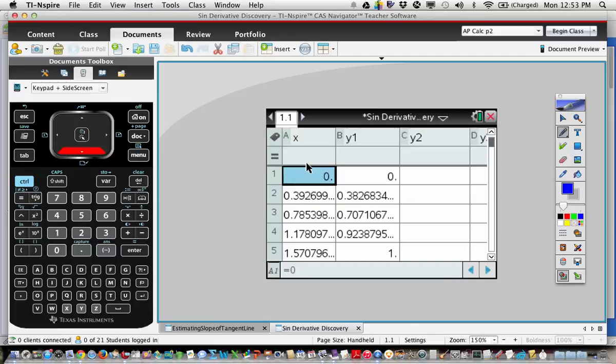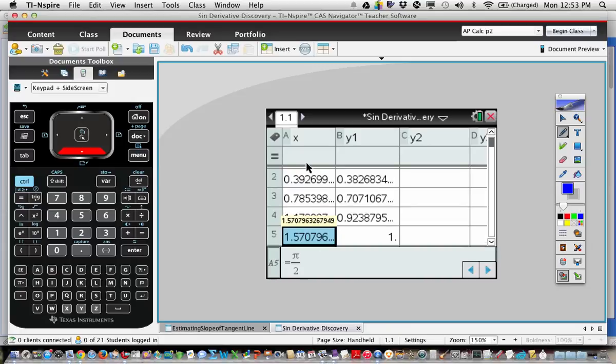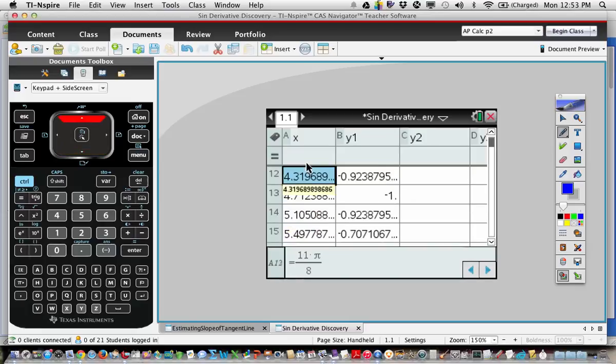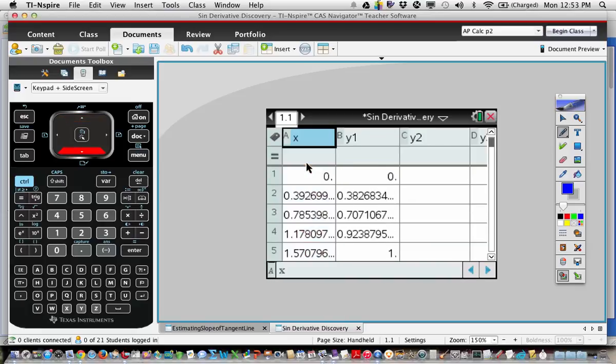So what I've done with my X column here, watch this. I got 0, and then right down here I've got pi eighths. That decimal is pi eighths. I'm going to keep going. This would be 2 pi eighths, which is pi fourths. 3 pi eighths. 4 pi eighths would be pi halves. 5 pi eighths, 6 pi eighths, 7 pi eighths, 8 pi eighths is pi, right? All the way around to 2 pi. So I've got all those values going around the unit circle.